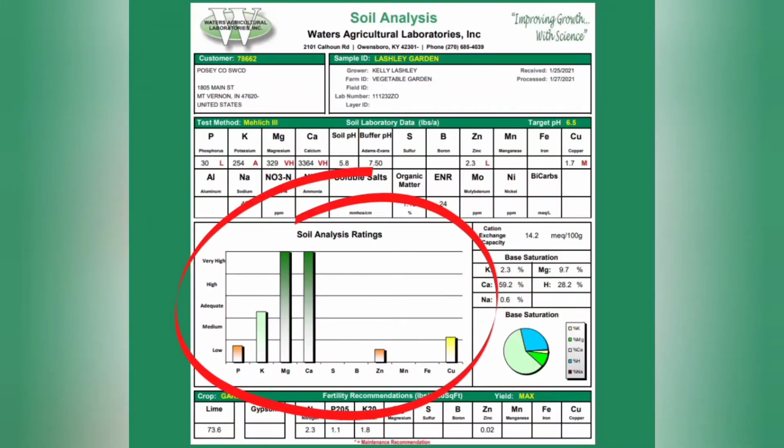Whenever you first look at the soil analysis, probably the thing that stands out the most is a graph that says soil analysis ratings. And if you look at the left-hand side of the graph, you'll see that it is separated into very high, high, adequate, medium, and low.